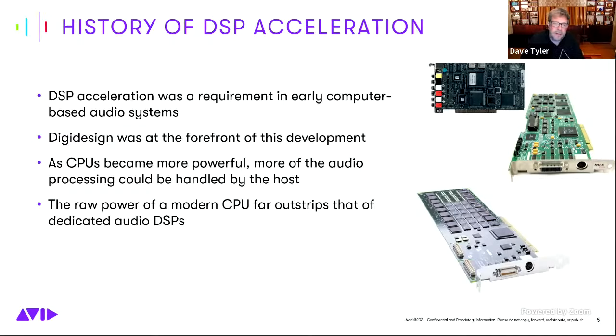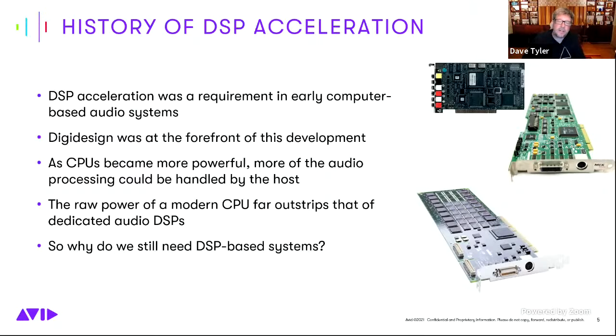And of course, as CPUs became more powerful, more and more of that audio processing could be handled by the host. So there came a tipping point where the host CPU in terms of power became more powerful than those DSP cards that were doing the processing before. If you look at the raw power of a fully kitted out Mac Pro, there's crazy amounts of native power that far surpasses anything that you can get on dedicated audio DSPs, which begs the question, why do we still need DSP-based systems?